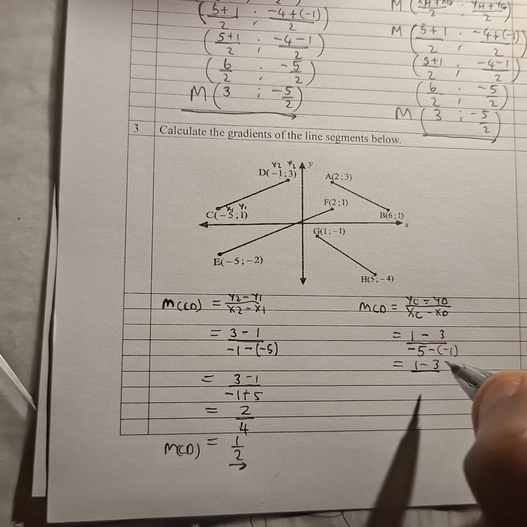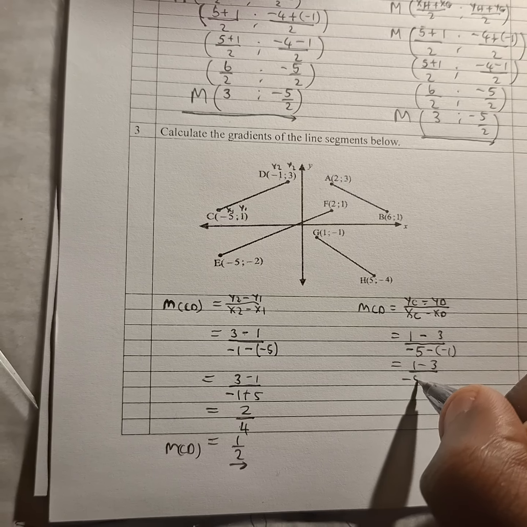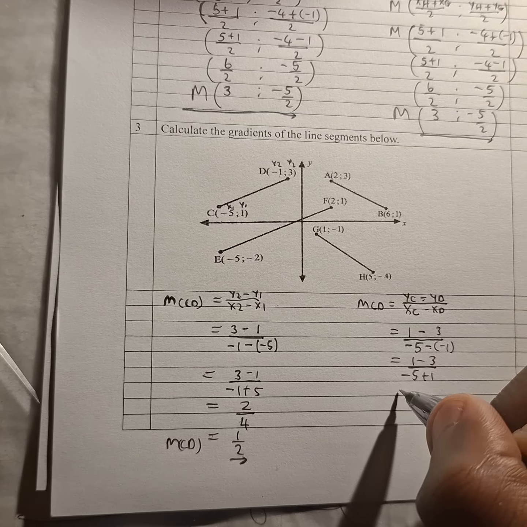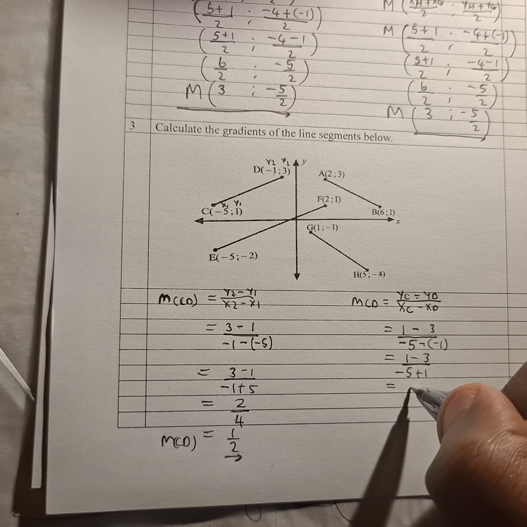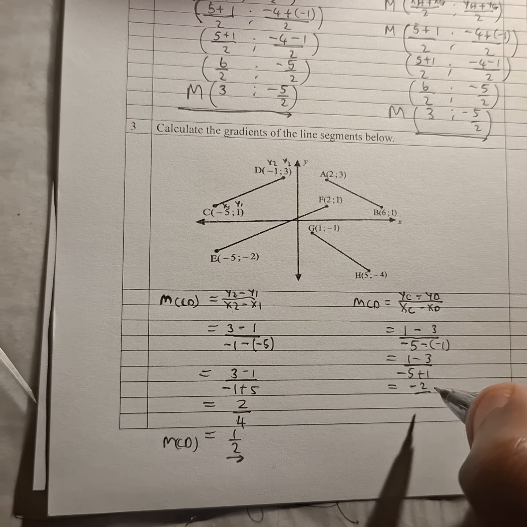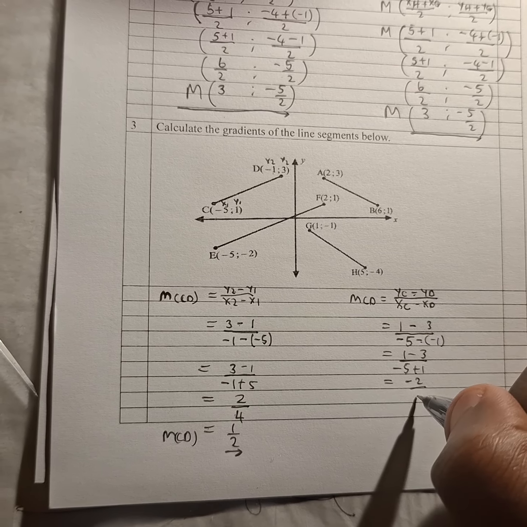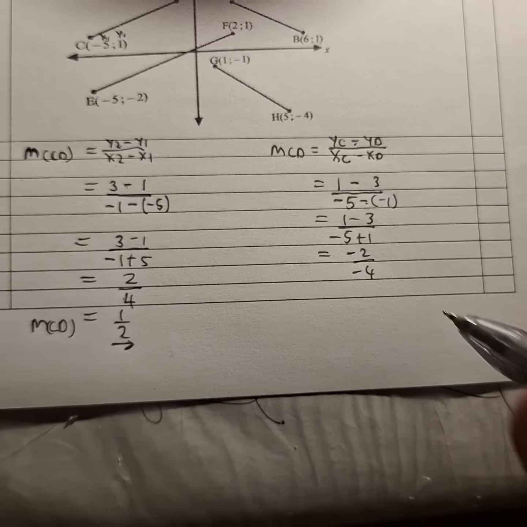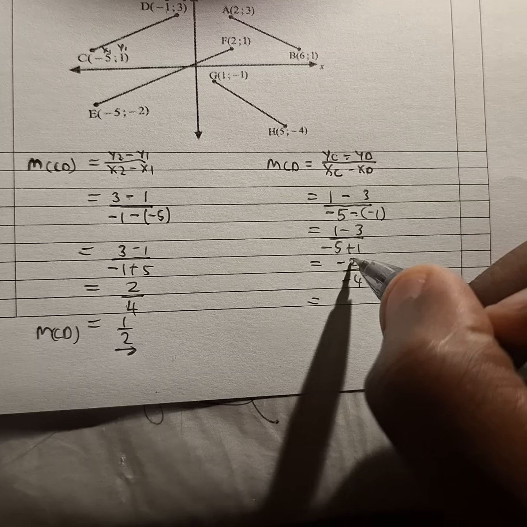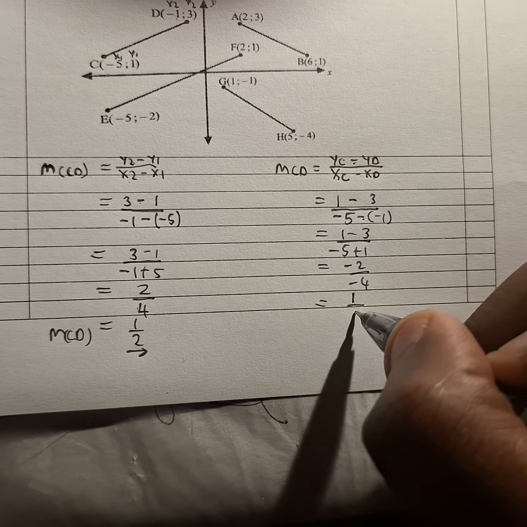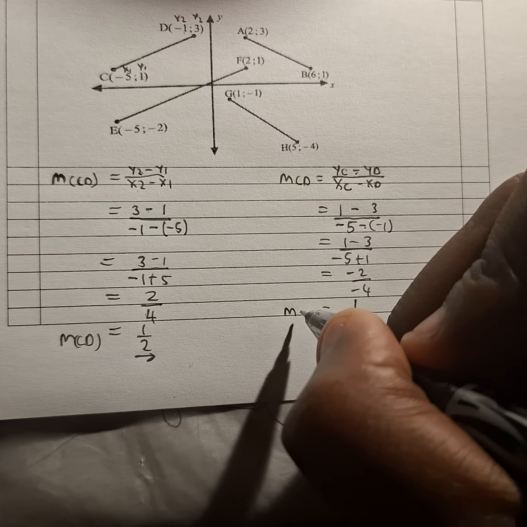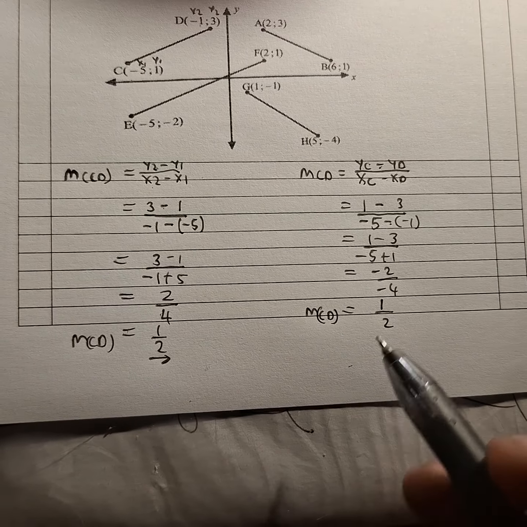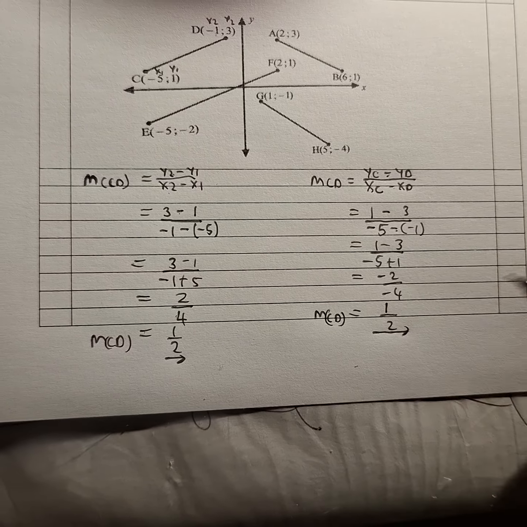1 minus 3. Let's resolve the sign in the denominator, because there's a negative and a negative sign following each other. A negative times a negative gives you a positive. What's 1 minus 3? That is negative 2. What's minus 5 plus 1? That gives you negative 4. Then what's a negative divided by negative? It gives you a positive. What's 2 divided by 4? You get a half. So the gradient of CD, small letter m, is equal to a half.